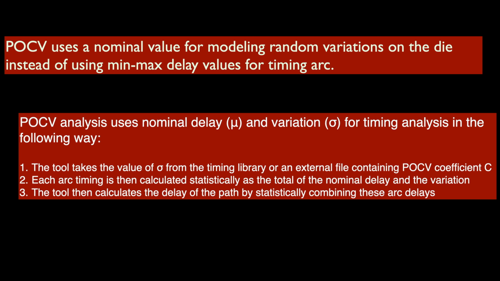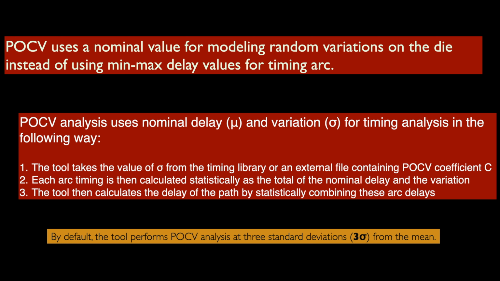Basically, the tool takes the value of sigma from the timing library or an external file containing the POCV coefficient, which is C. Then each timing arc is calculated statistically as the total of the nominal delay and the variation. And finally, the tool calculates the delay of the path by statistically combining these arc delays, and then checks whether the chip works at the desired frequency.